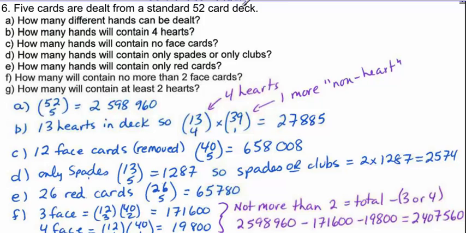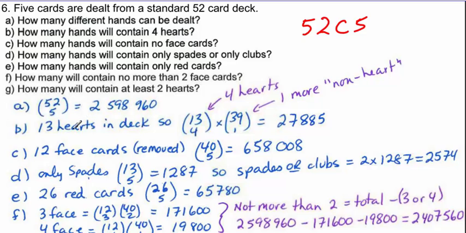5 cards are dealt from a standard 52 card deck. So essentially this is your traditional poker hand. How many different hands can be dealt? Well, pretty straightforward, I think. There are 52 cards. I need to choose 5 for my hand, or, again, randomly chosen 5. I don't get to choose them myself. So 2 million and so on.